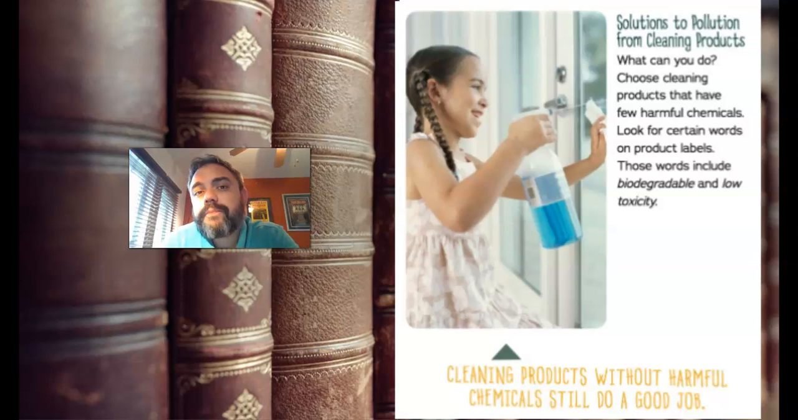Luckily, this author wants to help you out. They want to be clear. They want to have some clarity in their message. So, solutions to pollution from cleaning products. What can you do? Choose cleaning products that have fewer harmful chemicals. Look for certain words on product labels. These words include the word biodegradable and low toxicity.